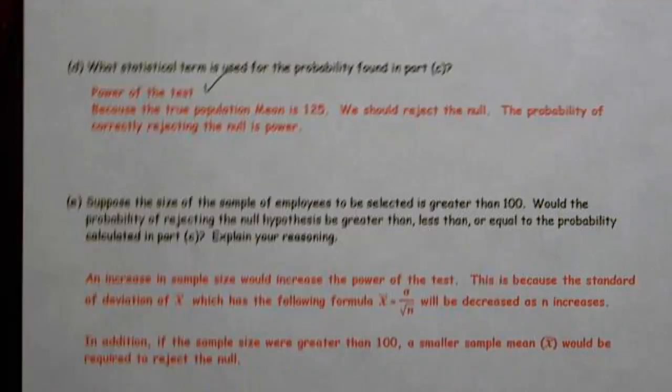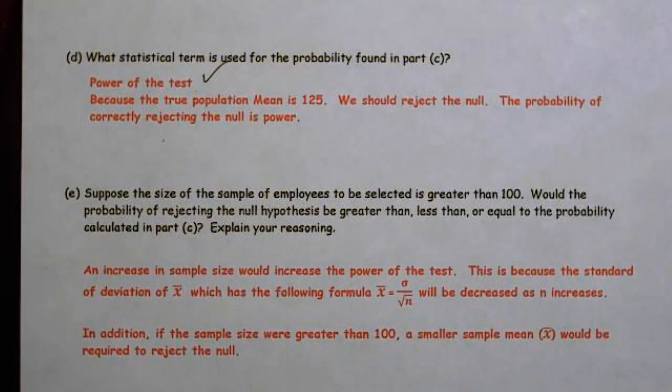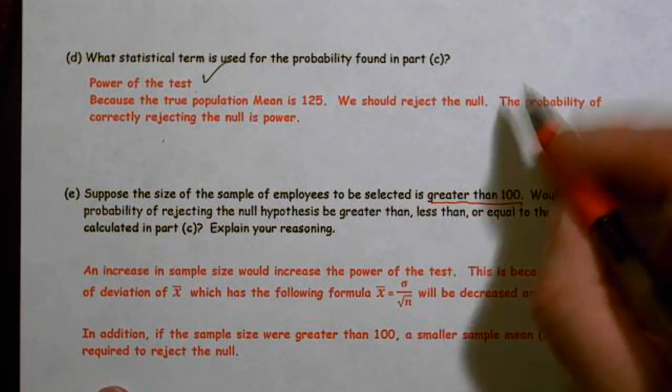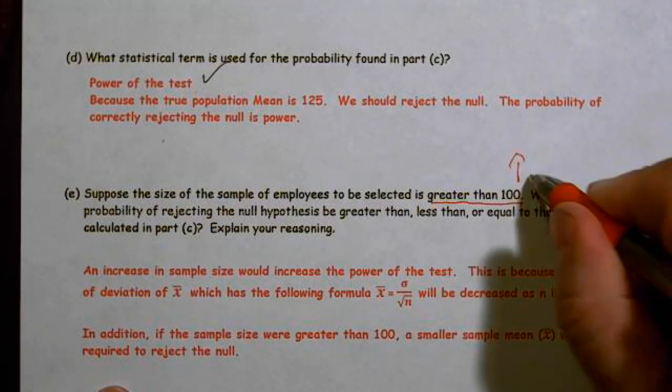Finally, part E, and they were very picky on this. I think they went a little bit overboard on their grading, but it is what it is. We don't get to question the master. All right, suppose the size of the sample of employees to be selected is greater than 100. Would the probability of rejecting the null be greater than, less than, or equal to part B or part C? Well, they said we're going with greater than 100. So we're going to increase our sample size.